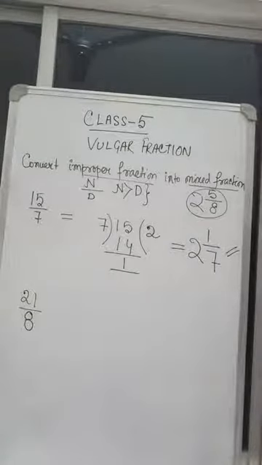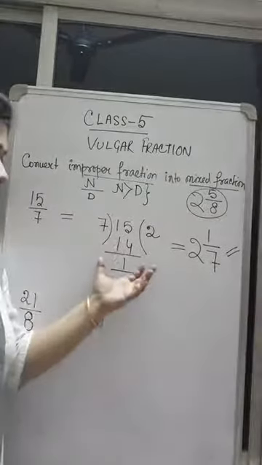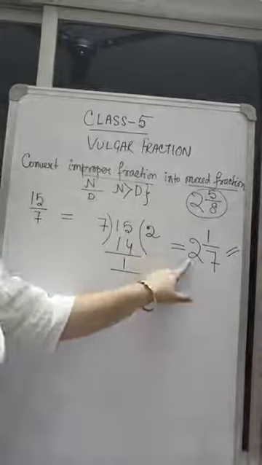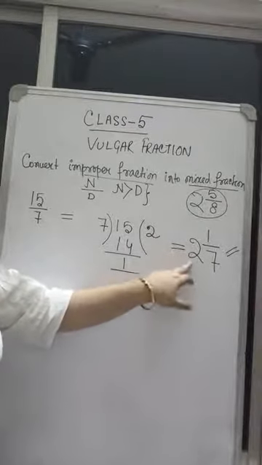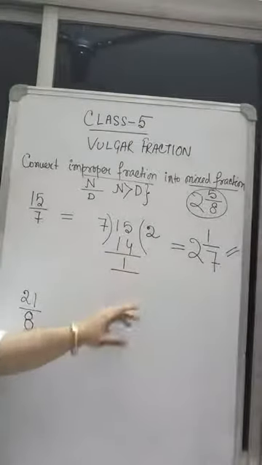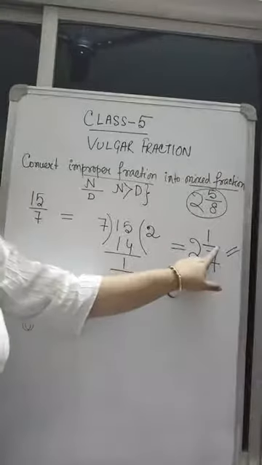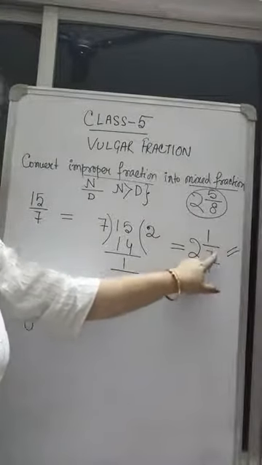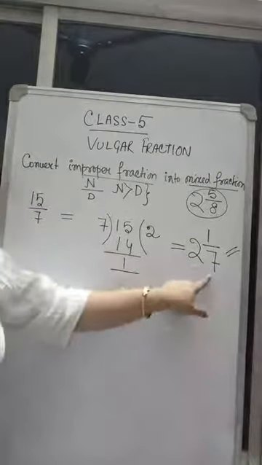Again I am telling you, when I divide, how to convert it into a mixed fraction? The quotient will become the whole number, this part of the mixed fraction, and the remainder becomes the numerator of the fractional number, and the divisor becomes the denominator.